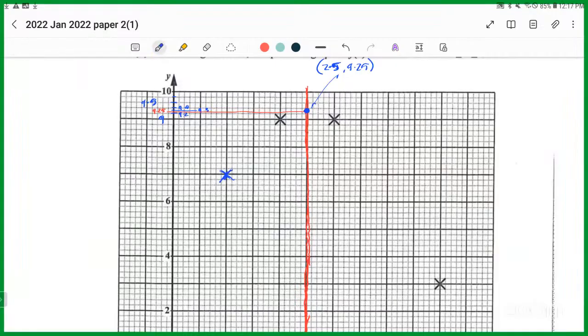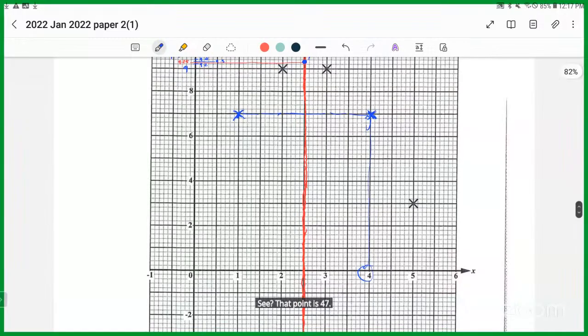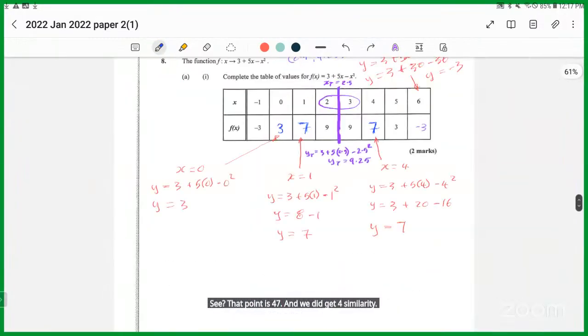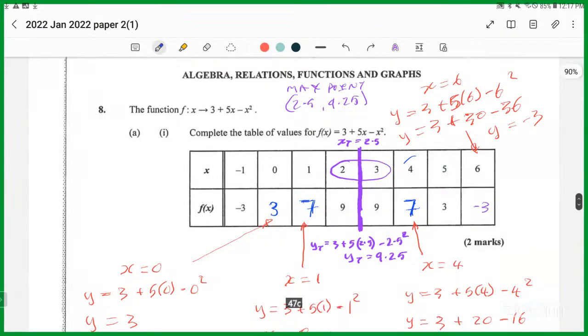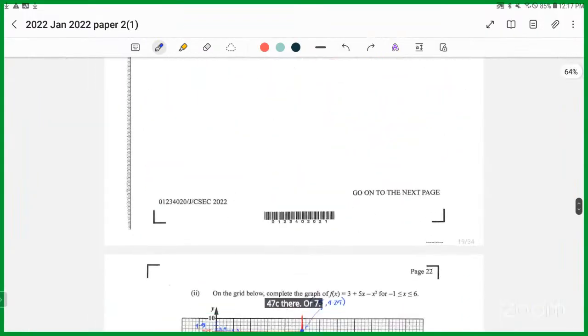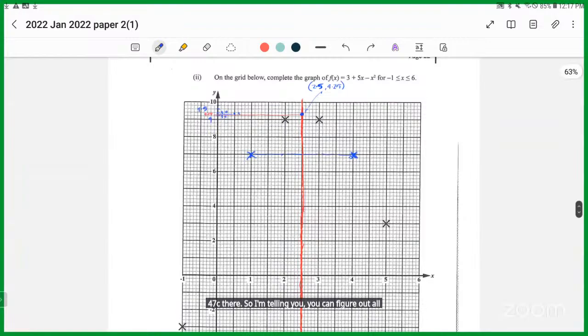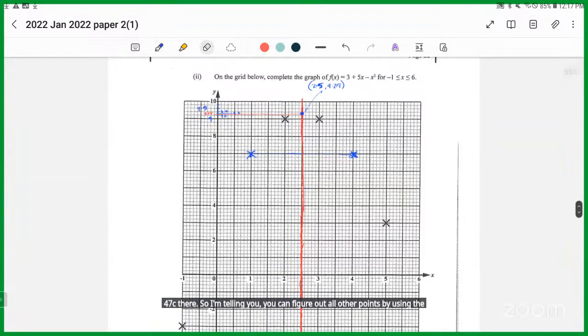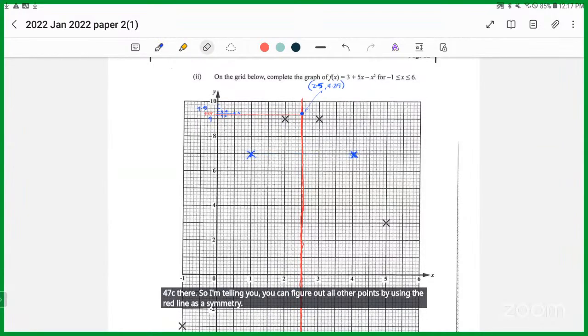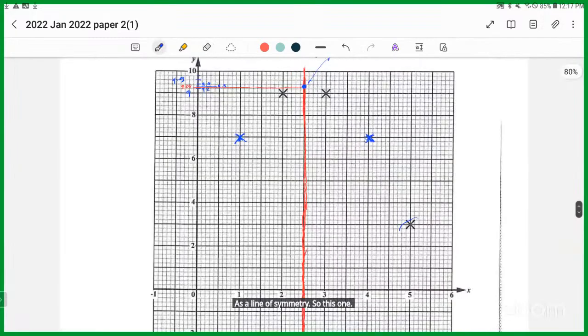Now, if this is 1, 2, 3 to this line, then there's also 1, 2, 3 on the other side. So there's a point here as well. That point is 4.7, and we did get 4.7 on the table. So I'm telling you, you can figure out all other points by using the red line as a line of symmetry.